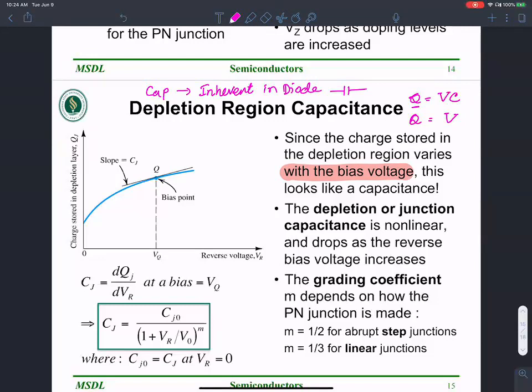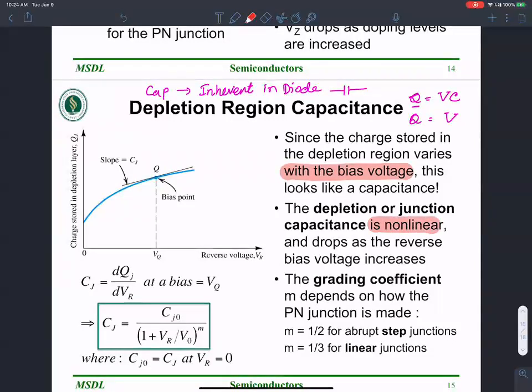The depletion or junction capacitance is definitely non-linear and drops as the reverse bias voltage increases. As the reverse bias voltage increases, the capacitance, the charge stored, as you can see here, is not a straight line, it's a non-linear function. The slope of this is not constant, it's not linear. If it were to increase like so, I would call it linear capacitance. But as it turns out, the reverse bias voltage is plotted on the x-axis and the charge stored is plotted on the y-axis. As you can see, this is a non-linear function. Its slope is not constant. When we look at that graph, at that spot, the slope of that gives the capacitance.